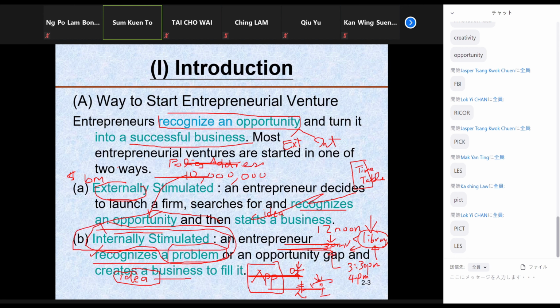And of course, externally, there are also some possible scenarios that will trigger you to start thinking about some innovative product. Okay, so starting from here, right this moment, 此時此刻開始, you try to start thinking about what you should do for the course assessment, create an innovative product, whether this is externally stimulated or internally stimulated, something like this.